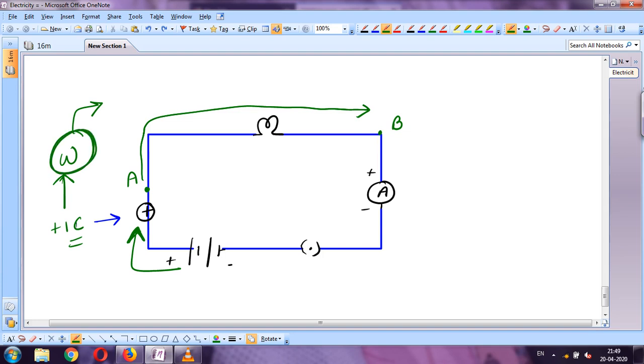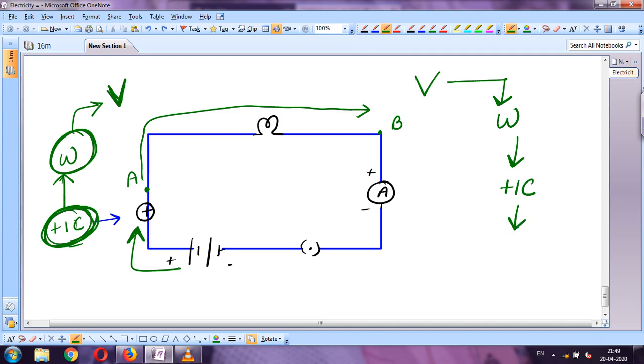and since that work is done on unit coulomb of charge, unit positive charge, then this work only will be called potential difference. What is potential difference? We defined potential difference here. Potential difference is equal to that work done which is done on unit positive charge when it moves from one point to another point. This is the definition of potential difference.